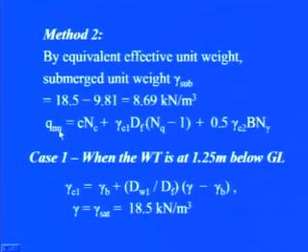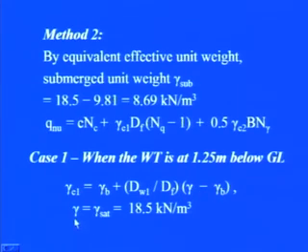Now, alternately we can go for method 2, which we have discussed, by equivalent effective unit weight. Submerged unit weight comes out to be gamma saturated minus gamma w, that is equal to 8.69 kilonewton per meter cube, and net ultimate bearing capacity is given by cNc plus gamma E1 Df (Nq minus 1) plus 0.5 gamma E2 B N gamma. Now, case 1, when the water table is at 1.25 meter below the ground level, then gamma E1 can be determined by this particular equation, that is equal to buoyant unit weight plus Dw1 upon Df times (gamma minus gamma b).